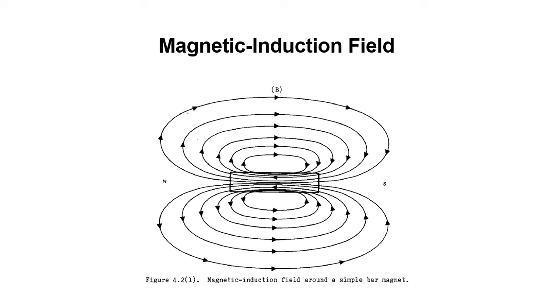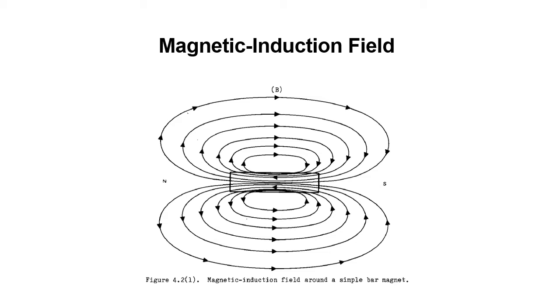Here's a magnetic induction field. The magnetic fields used in magnetic particle testing are usually created by the flow of current, but permanent magnets can also be used. Figure 4.2.1 shows a simple bar magnet with its magnetic field indicated by magnetic flux lines or lines of force with direction arrows.